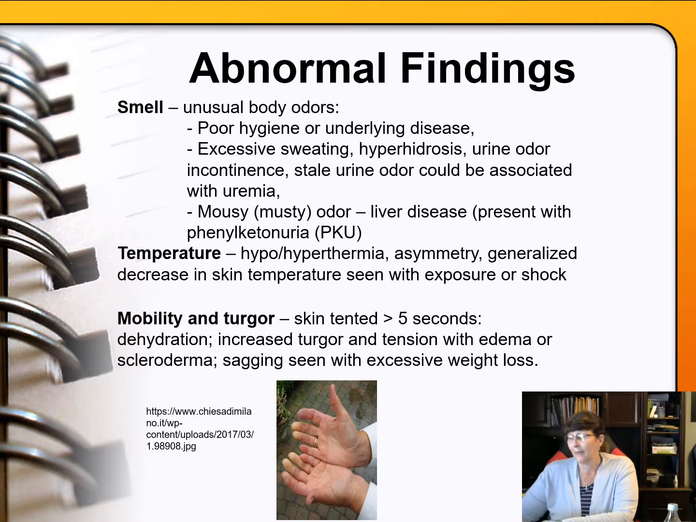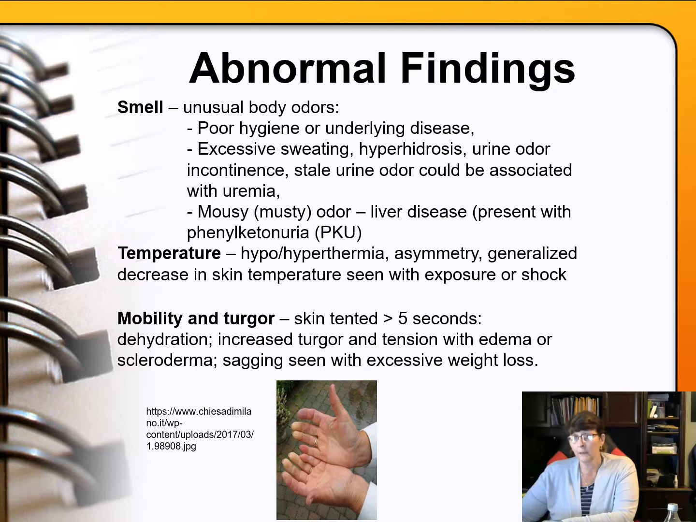A mousy, we had to look that up, that's a musty kind of smell. It comes with liver disease, and it's present with fetal ketonuria in our little babies. So temperature can be either hypo or hyperthermic. There can be asymmetry in our temperatures. A generalized decrease in the skin temperature is seen when you're in shock or you have an exposure to the cold.